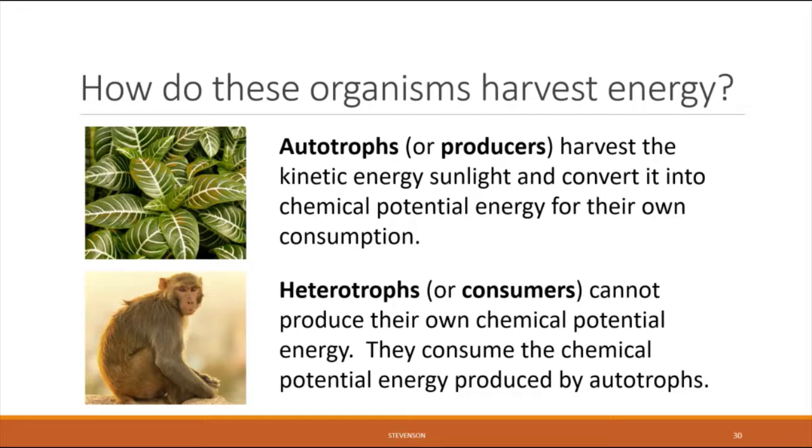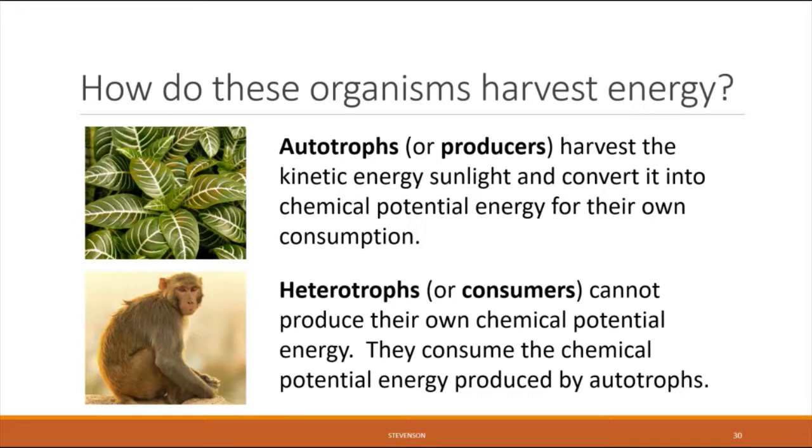Heterotrophs, or in other words, consumers, are like us. They are animals. They cannot perform the process that plants do by capturing sunlight energy. So instead, heterotrophs have to consume the chemical energy that is produced by autotrophs.